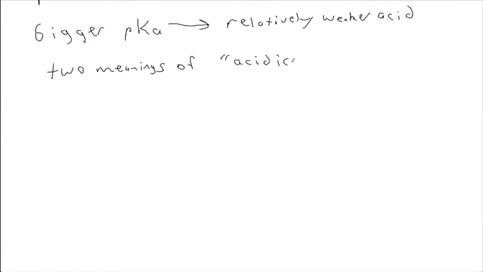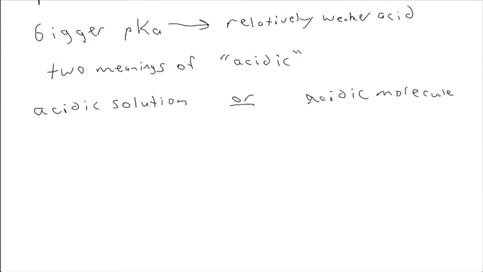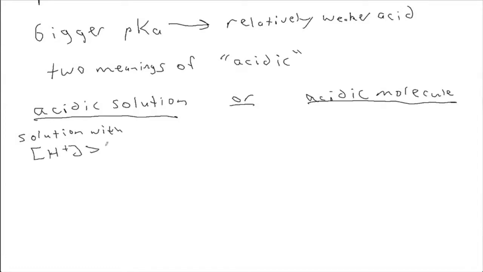When you say something's acidic, you could be saying your solution is acidic. You could be talking about an acidic solution, or you could be talking about an acidic molecule. What's an acidic solution? An acidic solution is a solution with more protons than hydroxides.